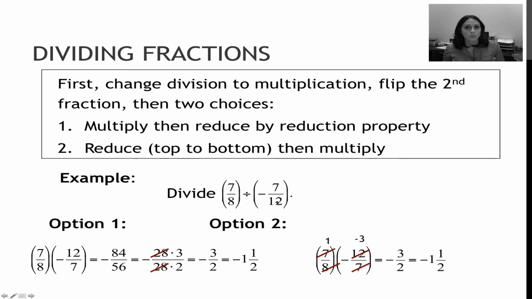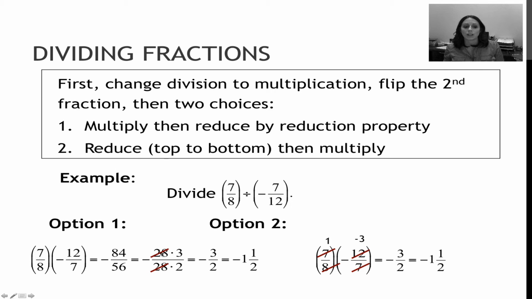So before I reduce, before I try to multiply, I'm going to go ahead and flip that second one over. 7/8 times 12 over 7. Notice I just kept the negative out there. And now I'm going to either multiply and then reduce. So here I would take 7 times 12 to get 84 and 8 times 7 to get 56. And then remember that there's just one negative. And then go through all of the steps to reduce.